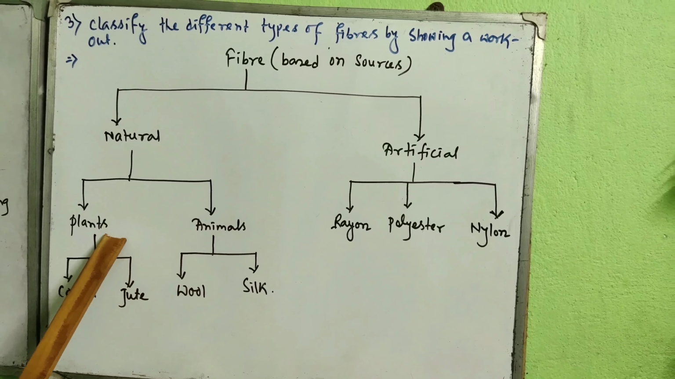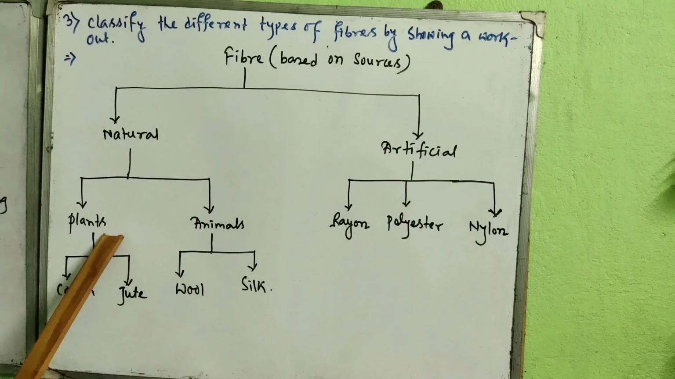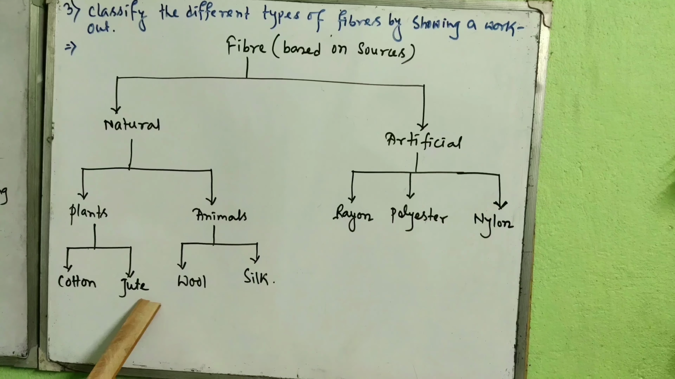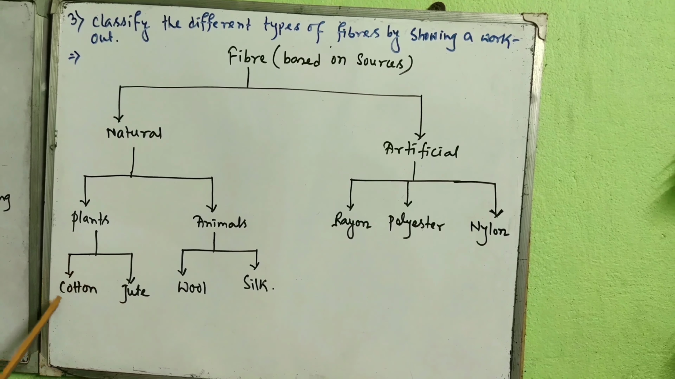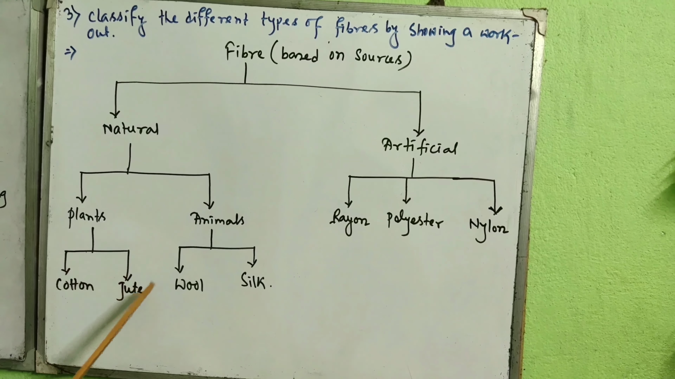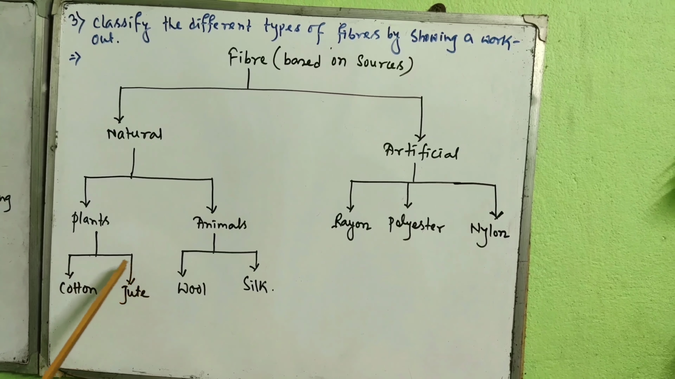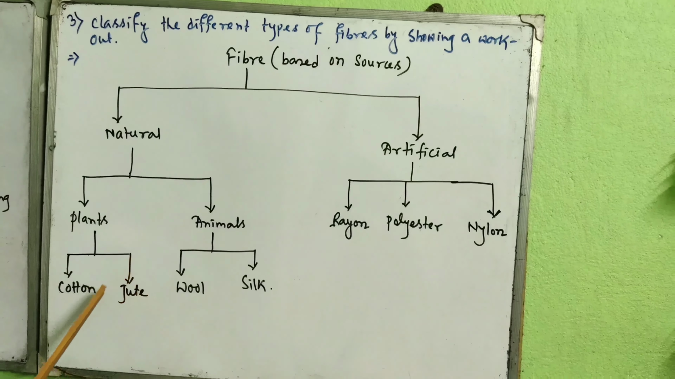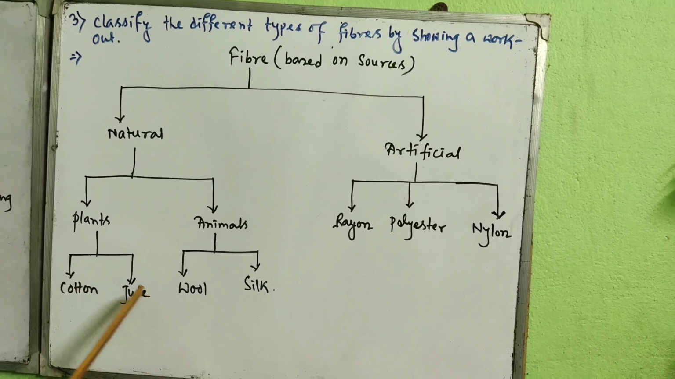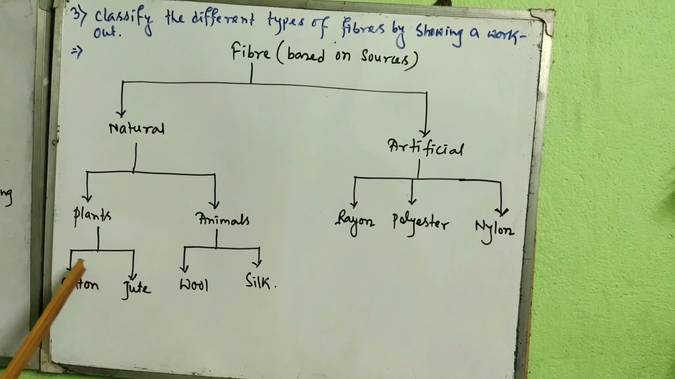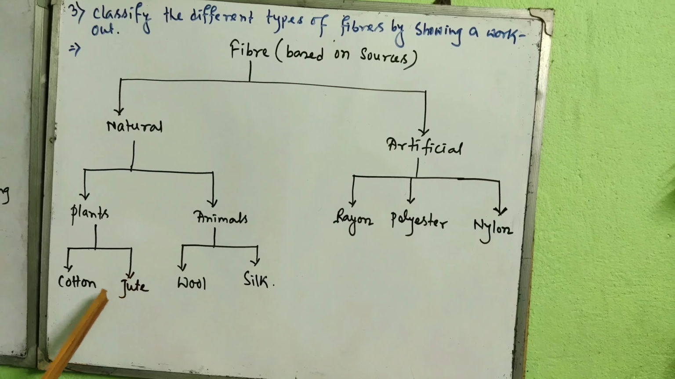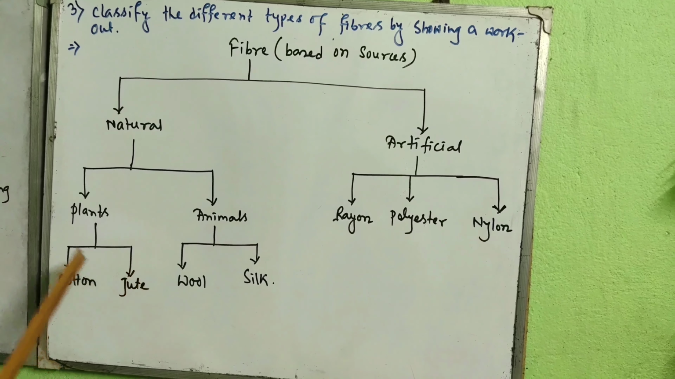Here in your class 6 you learn about two plant sources: one is cotton, another one is jute. In detail you have to learn about cotton and jute, meaning in which climatic conditions cotton and jute can be cultivated, which type of weather conditions, basically physical conditions, are required for these two plant sources. You will learn about this in detail in my next class.